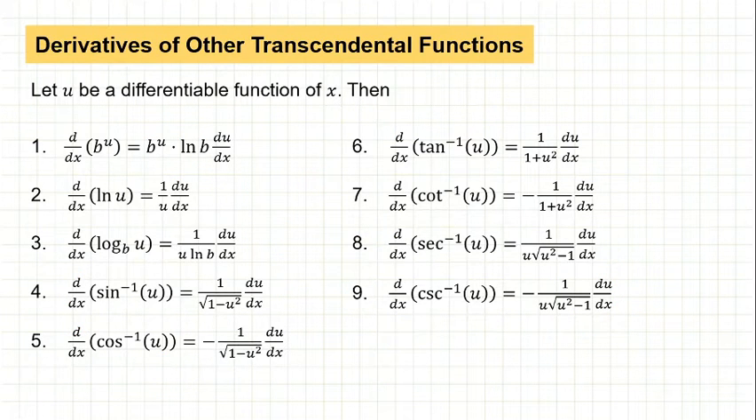Now, because of implicit differentiation, we have come up with the formulas for the derivatives of the other transcendental functions. So what are the formulas? So we have here, let u be a differentiable function of x, then the derivative of b to the power of u. So this is an exponential function. The other form of the exponential function, kasi yung alam natin is the natural exponential function, si e raised to the power of x, right?